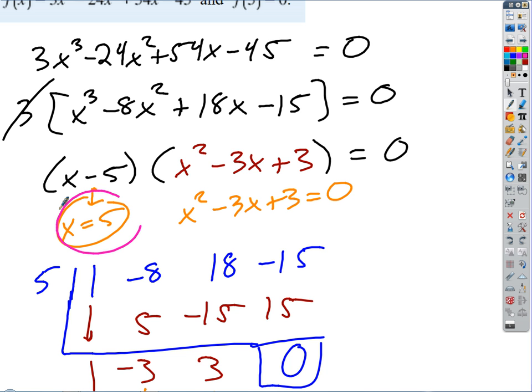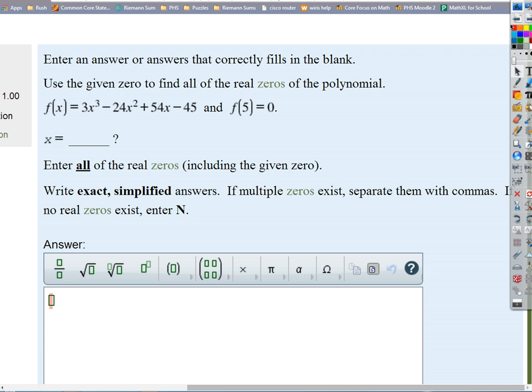Okay. Last one. Wow, this is pretty good. My goodness.